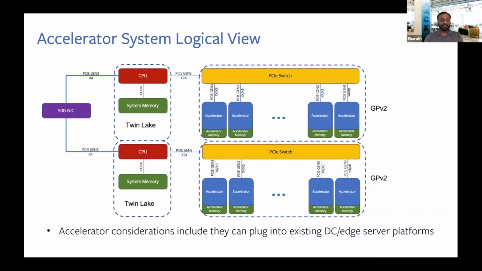So one of the implications is this entire GPv2 box has a similar thermal and power profile to the picture on the left, which is called Twin Lake. So this is an example of how we are adapting some of these accelerators into our existing general purpose server infrastructure.